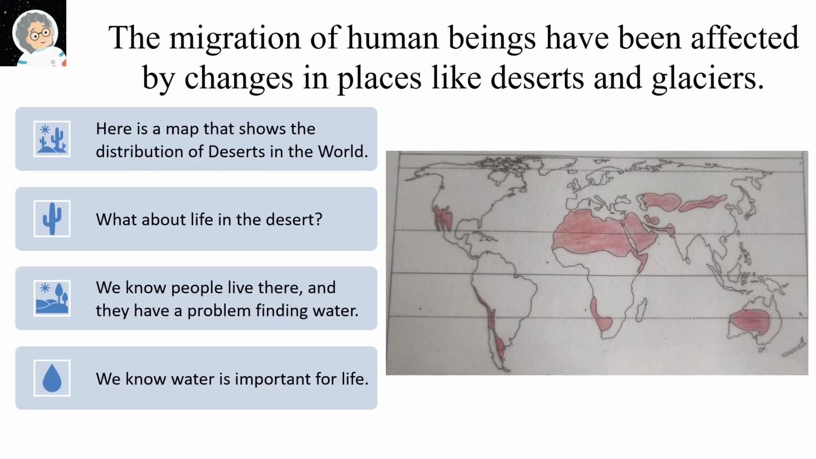The migration of human beings has been affected by changes in places like deserts and glaciers. Here is a map that shows the distribution of deserts in the world. What about life in the desert? We know people live there and they have a problem finding water. We know water is important for life.